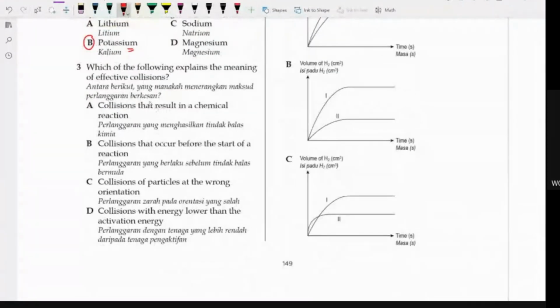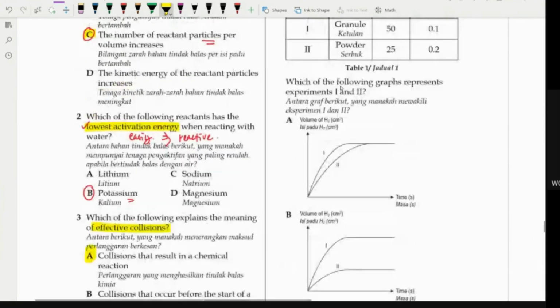Okay, number 3. Effective collisions. What is meant by effective collisions? What is the meaning of effective collisions? Don't use successful collisions and so on. We use effective. Yes, collisions that result in a chemical reaction. Meaning the collisions that give a result.